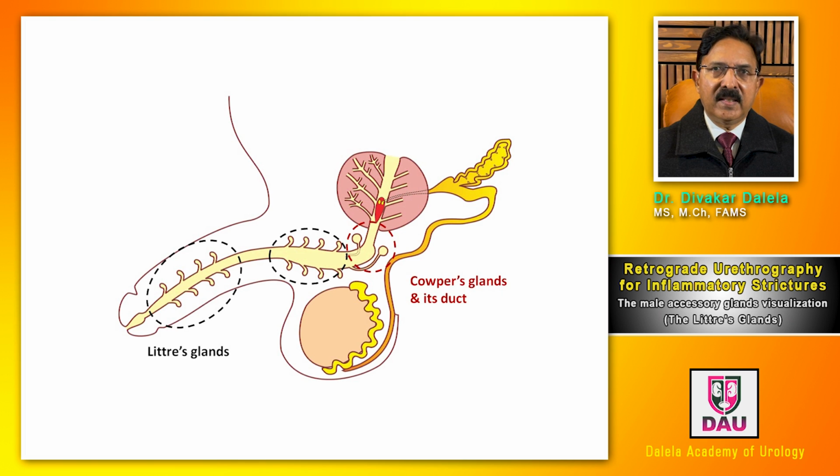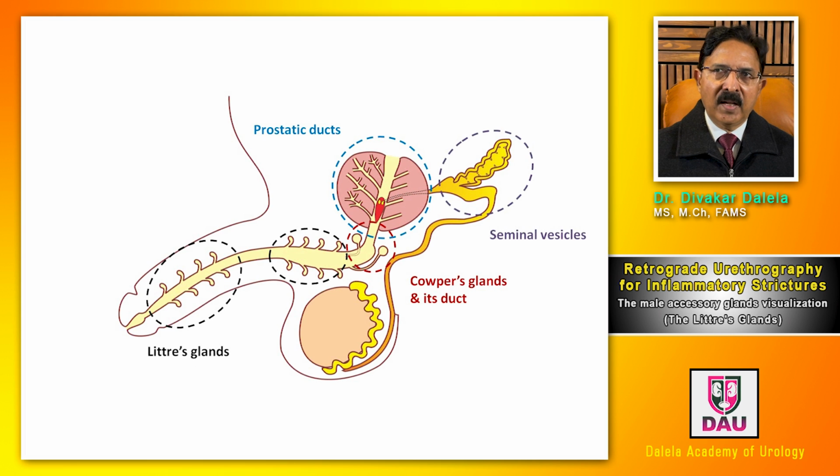Then there are paired glands called Cowper glands, which open by means of a long duct into the bulbous urethra. Then there's another gland, the prostate gland, which drains into the prostatic urethra by prostatic ducts. And then there's a fourth gland called the seminal vesicle, which drains into the prostatic urethra through ejaculatory ducts. So essentially, there are 4 male accessory glands here, which drain into the urethral lumen at different sites through their ducts.